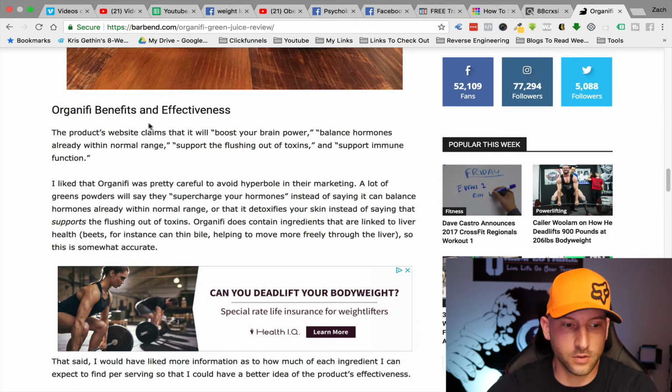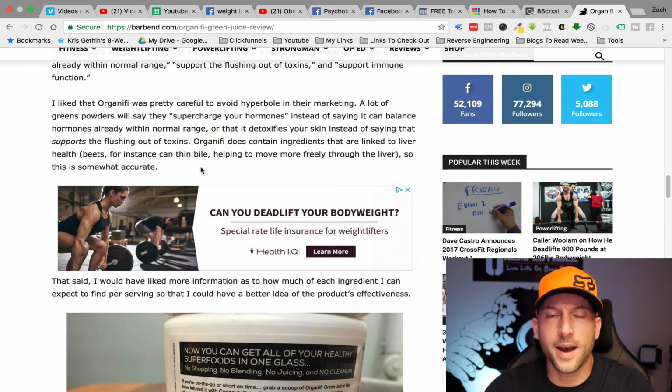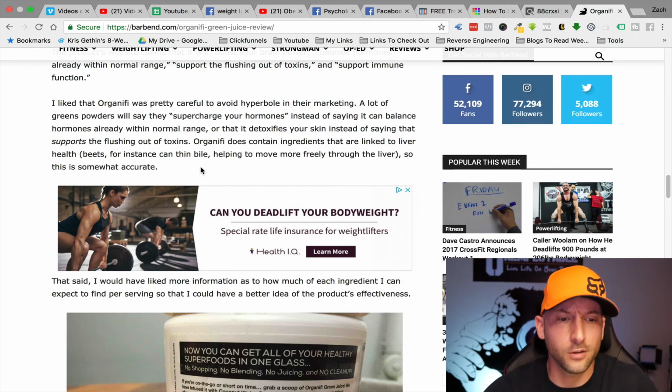Organifi benefits and effectiveness, so they're talking about that here. And you can figure out how to do all of this stuff by literally just looking at 5 or 6 of the top results on Google and combining the information. When I first started blogging, I didn't really know anything about anything, especially the niches I went into that I wasn't passionate about, things I didn't enjoy. I had no clue. So I literally would research the top 5 or 6 results, and then put all the information together and try to make a better blog post than everybody else.